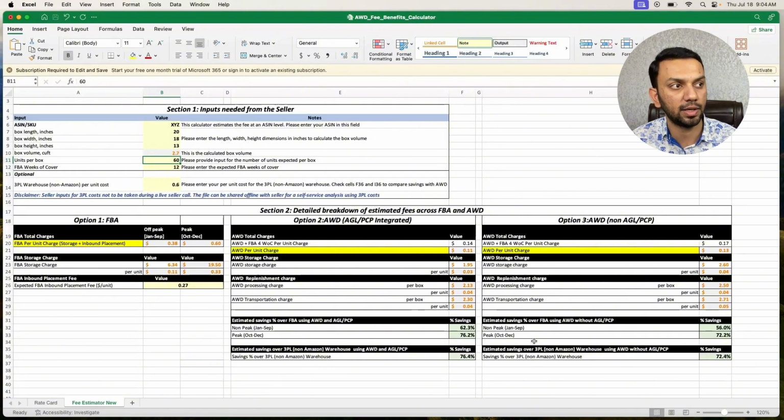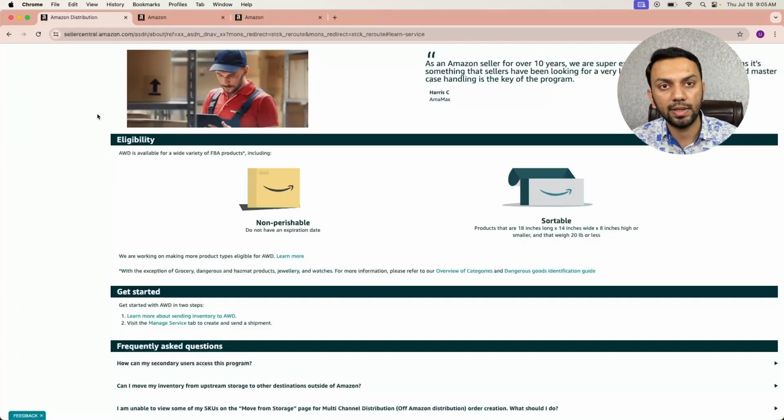So this is a calculator, and we have sent inventory for a couple of our clients, and the fees they are showing here are more or less almost the same. So you can have a calculation of what you should expect about the cost related to Amazon AWD. Now let's discuss the eligibility criteria.